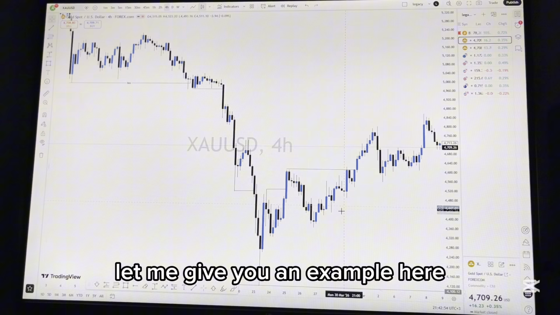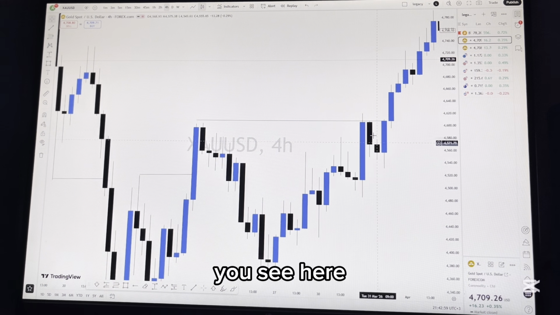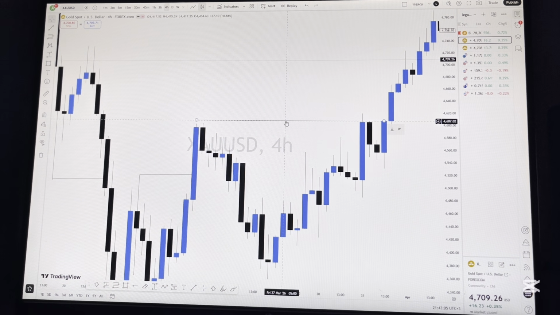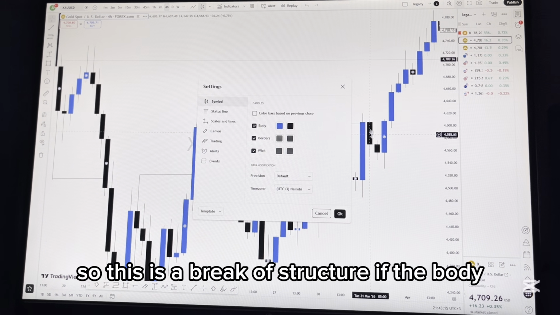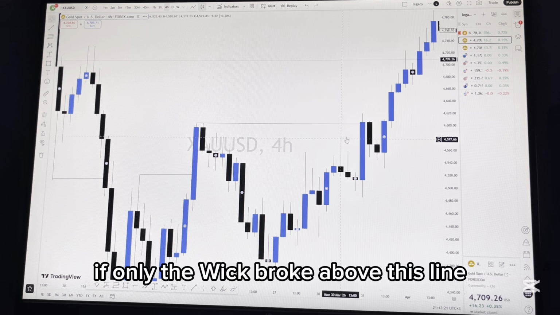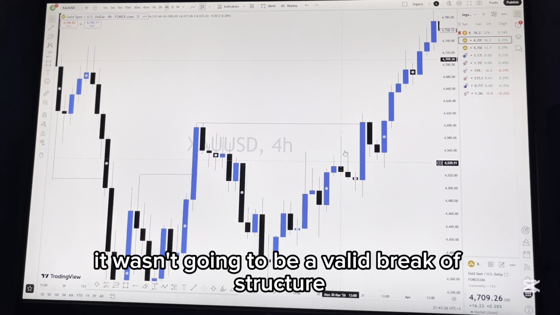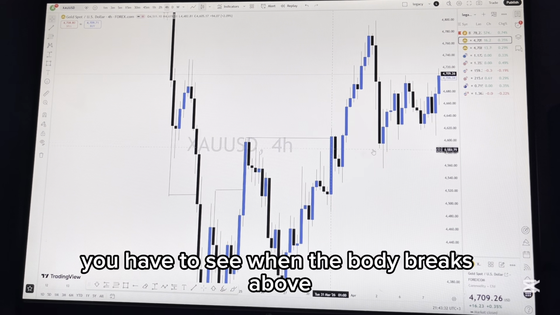So guys, let me give you an example here, if you're seeing this clearly. So you see here, this is not a break because the wick broke above that. All right, no, it wasn't the wick. It was the body. So this is a break of structure. If only the wick broke above this line, then that wasn't going to be a valid break of structure. So to say a valid break of structure, you have to see the body break above.